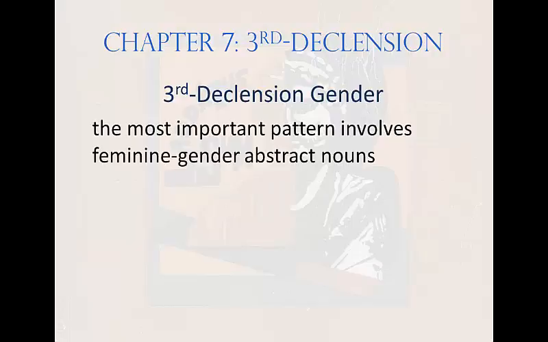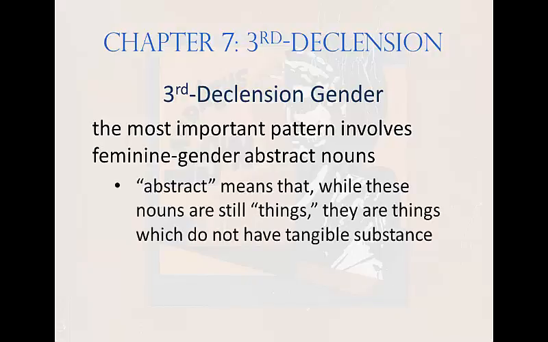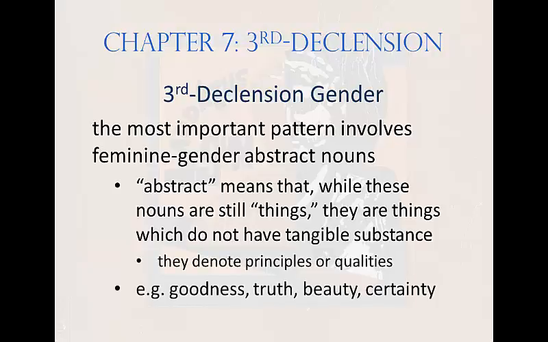The most important pattern that will help you with memorizing the gender of third declension nouns is to remember the rule that abstract nouns are very often feminine in gender. Abstract means that while a noun still represents a thing, that thing does not have tangible substance. You can't touch it. Instead, it denotes a principle or quality, such as goodness, truth, beauty, or certainty. There are 4 patterns of third declension feminine gender abstract nouns worth knowing.